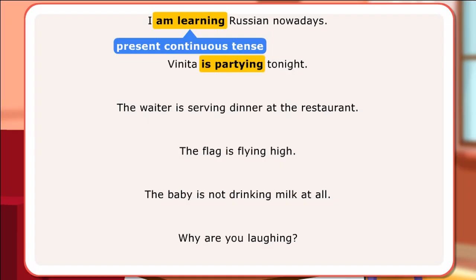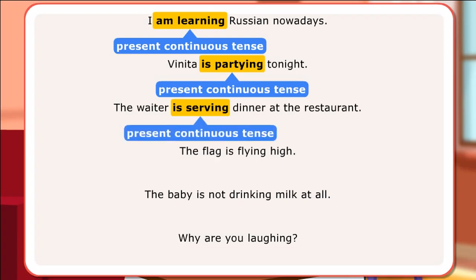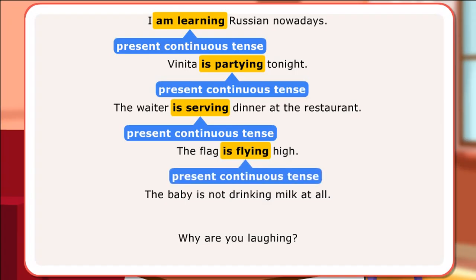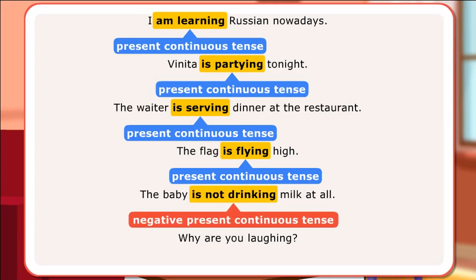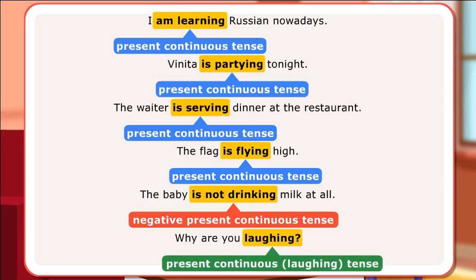In the second sentence, is partying is present continuous tense which describes an event which is to take place in the near future. In the third sentence, is serving is present continuous tense as it describes the act of serving going on at the time of speaking. In the fourth sentence, is flying is present continuous tense which describes the continuous act of the flag flying. In the fifth sentence, is not drinking is a negative present continuous tense. The sixth sentence is in the present continuous tense in a question form.